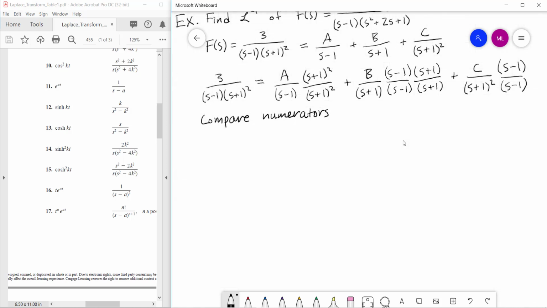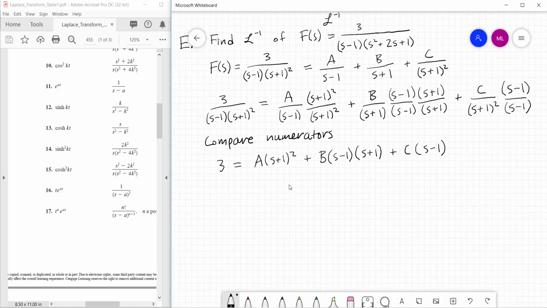And when we compare the numerators, on the left, it's 3. And on the right, we will have a times s plus 1 squared plus b times s minus 1 times s plus 1. And the last one, plus c times s minus 1. And again, we can FOIL these out if we want and group all the s to the second power terms, group all the s to the first power terms, and group all the constants and solve the equations that way. Or we can try our luck with the approach that we did last time.